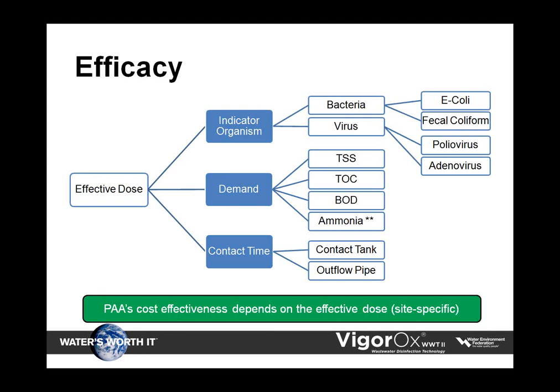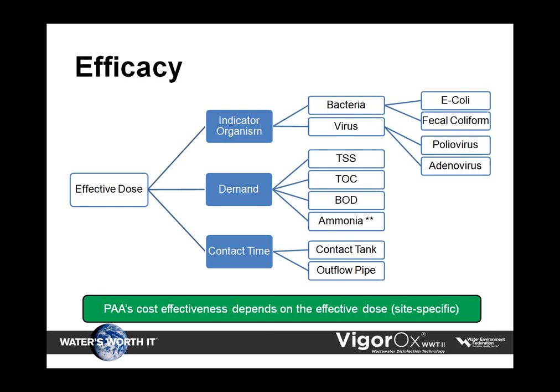First, the indicator organism listed on the permit. Some permits use E. coli, others fecal coliforms, others enterococci, and not all permits use the same limit. Some use 200 CFU per 100 ml, some use 23, etc.